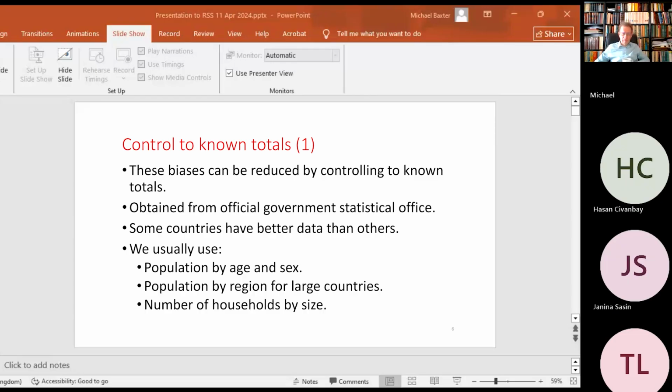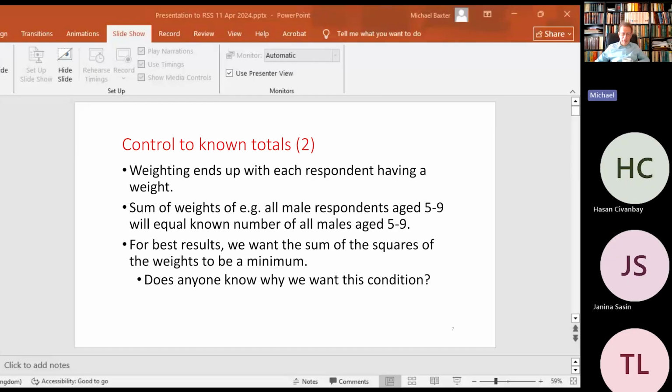And when we weight, each respondent ends up having a weight. And the idea is that if we take some particular group of people, say males aged 5 to 9, and we add up all the weights for respondents in that category, then we get the known number of all males aged 5 to 9. Now, there are various ways of doing weighting. For best results, we want the sum of the squares of the weights to be a minimum. And I'll explain in a little while why we want this condition.